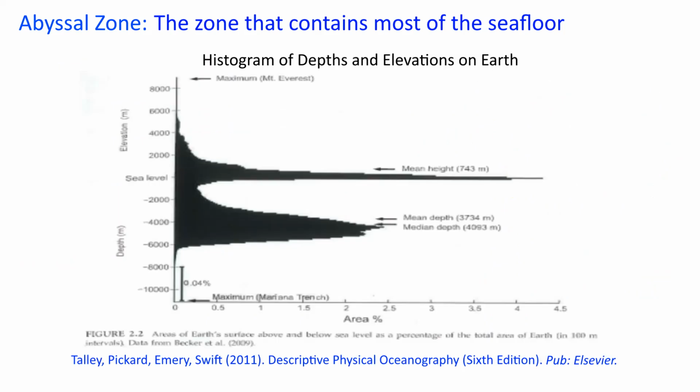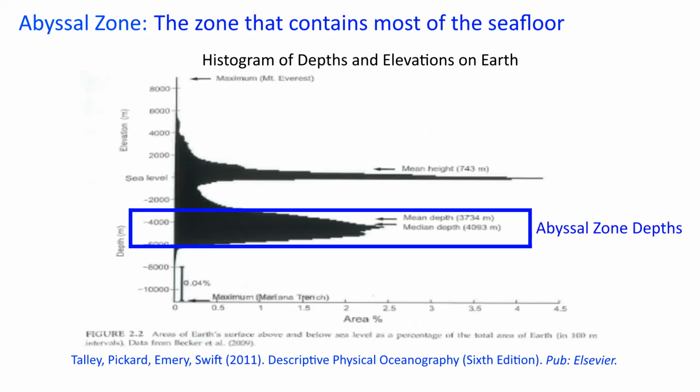I mentioned before that the Abyssal Zone does contain most of the ocean depths, and if you look at a histogram, you can see that it's right within the region of 3 to 6 kilometers that make up the Abyssal Zone. What is interesting, and what I mentioned before, is that both the mean and the median depth are around 4 kilometers, and this is the number that sticks in people's heads, where the actual peak of this graph, the highest frequency, is right around 5 kilometers.